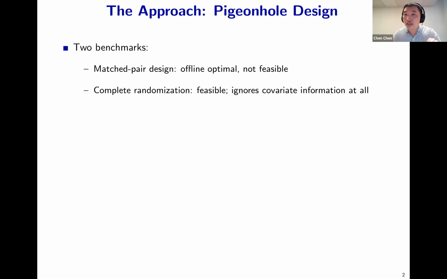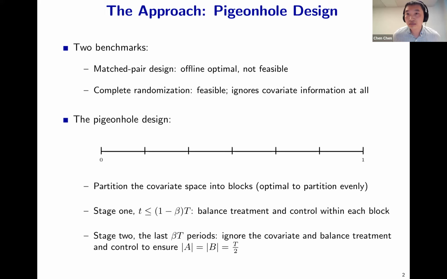In this paper, the authors give affirmative answers by proposing the pigeonhole design. So what is the pigeonhole design? It is very simple. At time 0, we partition the covariate space into blocks with equal sizes. And then in the first stage, which is the first T minus beta times T period, we try to balance treatment and control in each block as much as possible. And we do this independently across blocks. Okay?